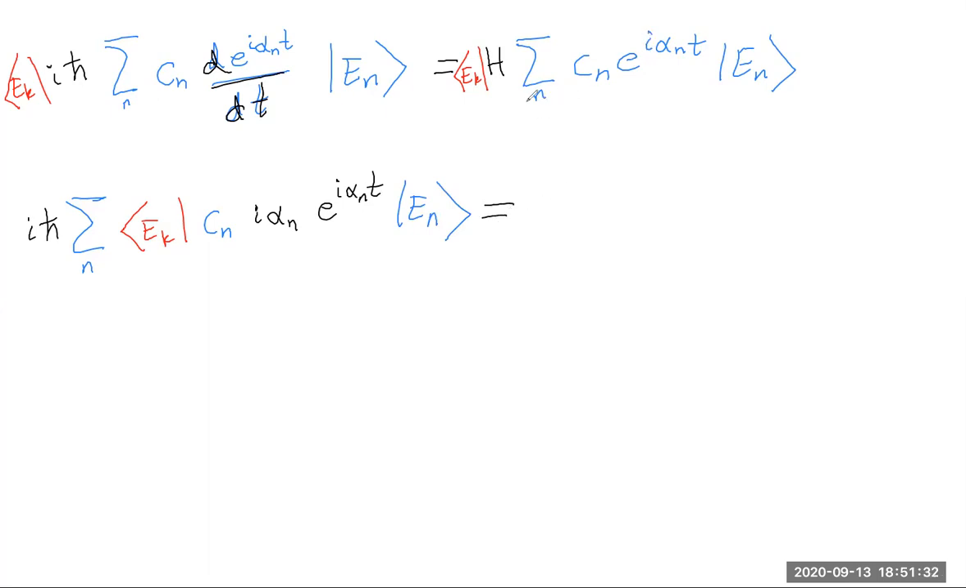So this is equal to, now here H is a Hamiltonian, it's an operator. Now the operator only acts on states. It's not going to act on this other stuff. So that means that I can bring this all into the terms. So it doesn't act on the C sub n or e to the i alpha n t. It just acts on the states.